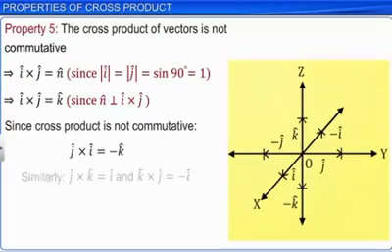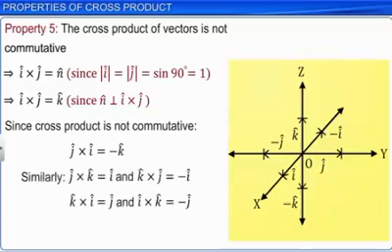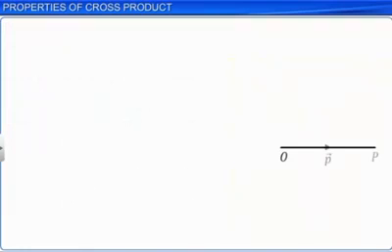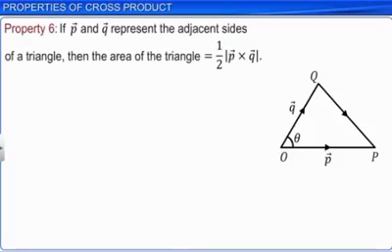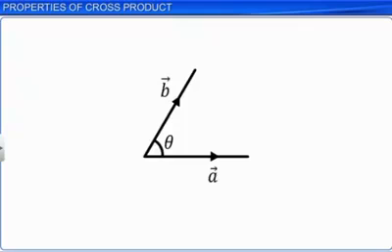Now, let us explore another interesting property that states that if two vectors p and q form the adjacent sides of a triangle, then the area of that triangle is equal to half of the modulus of the cross product of vectors p and q. To prove this property, we draw QR perpendicular to two vectors given in component form.